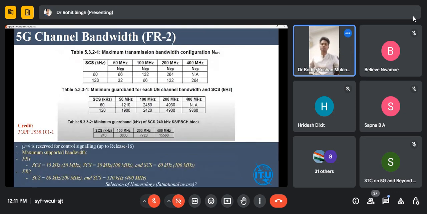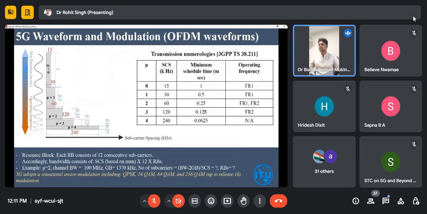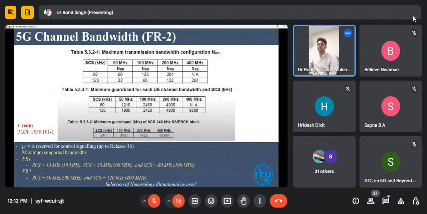Now coming to FR2, frequency range 2, the bandwidth can be calculated as, so mu equals 2. FR2 could be supported in numerology 2 as well. Numerology 3 and 4, we can also use for FR2. In case of FR2, the subcarrier spacing is 2 raised to power 2 into 15, that is equal to 60 kHz. 60 kHz into 12 gives you the resource block. So 60 kHz into 12 into the number of resource blocks, 66, is roughly equal to 50 megahertz. This is the bandwidth required for FR2 transmission.